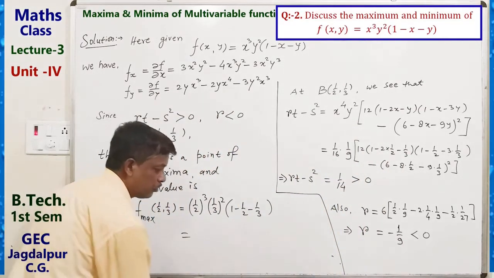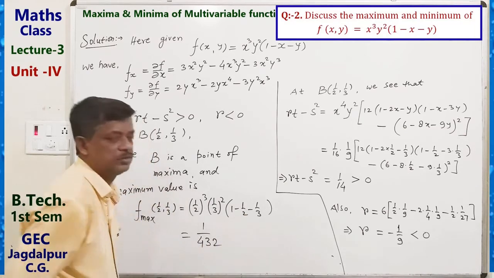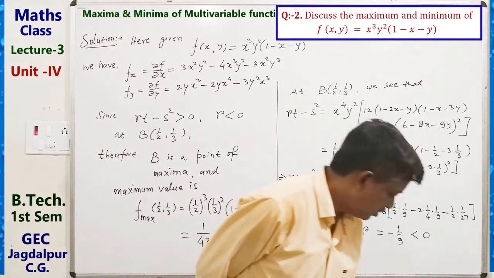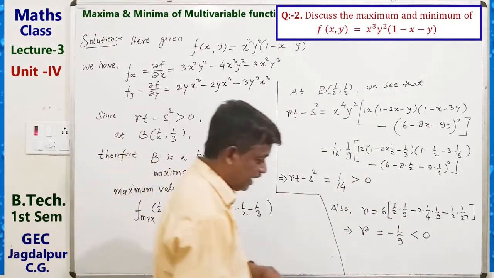1 by 432. This is the value. Okay. 1 by 432. Clear? And second point.